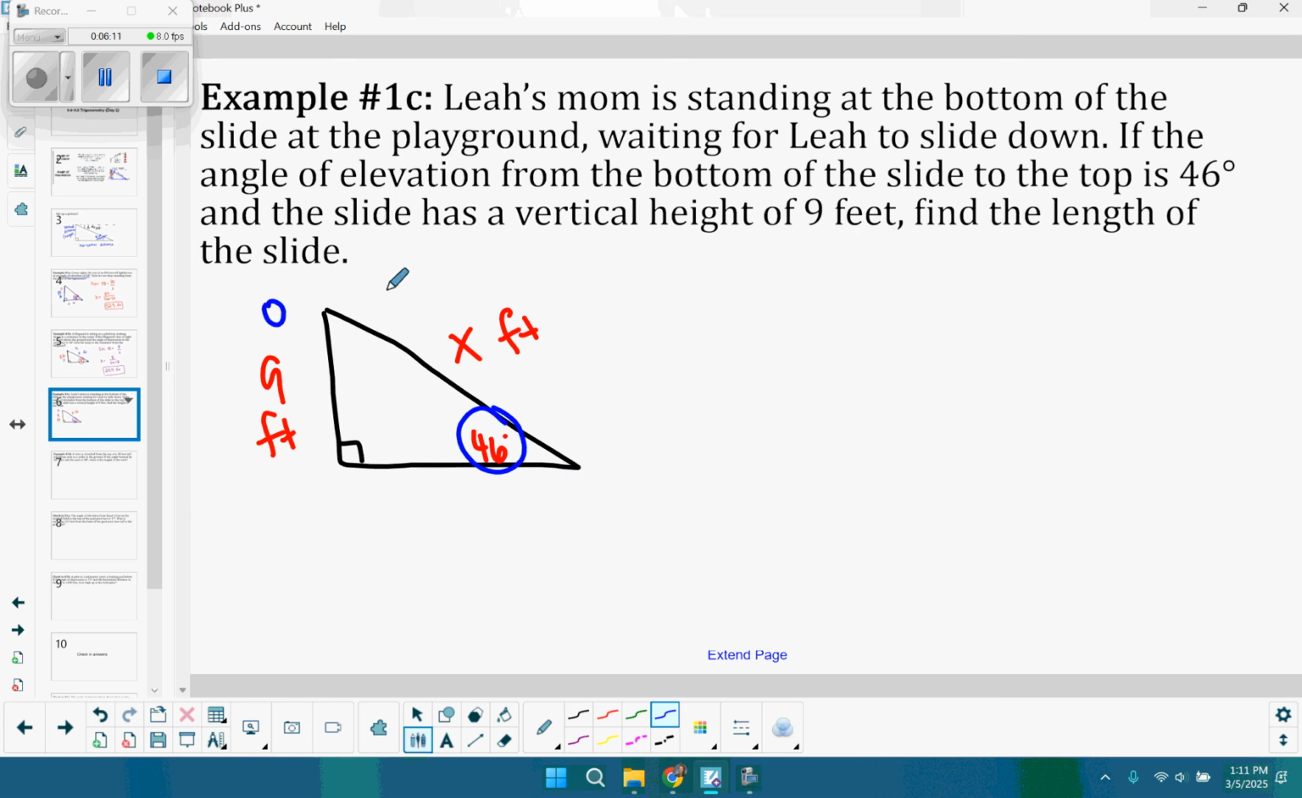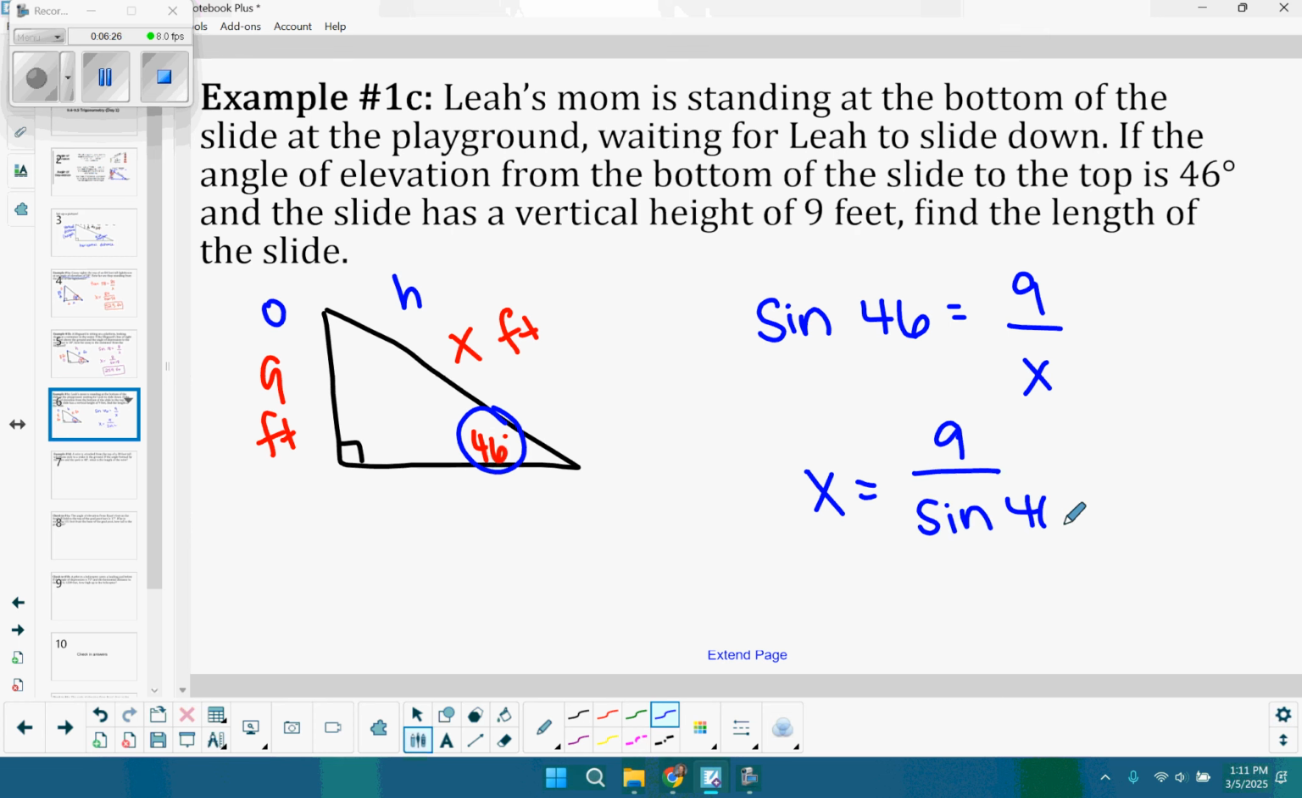So we have again O and H. So we're going to use sine 46 equals 9 over x. 9's on top, so we're going to use division. 9 divided by sine 46. And now we get 12.5. So we're going to say 12.5 feet.